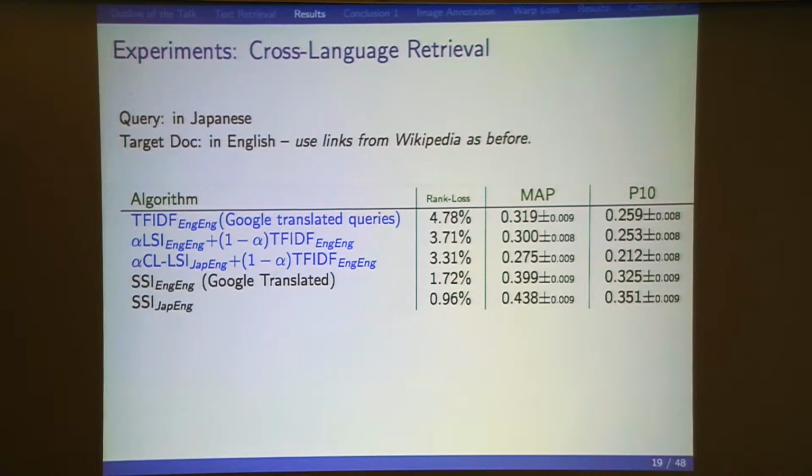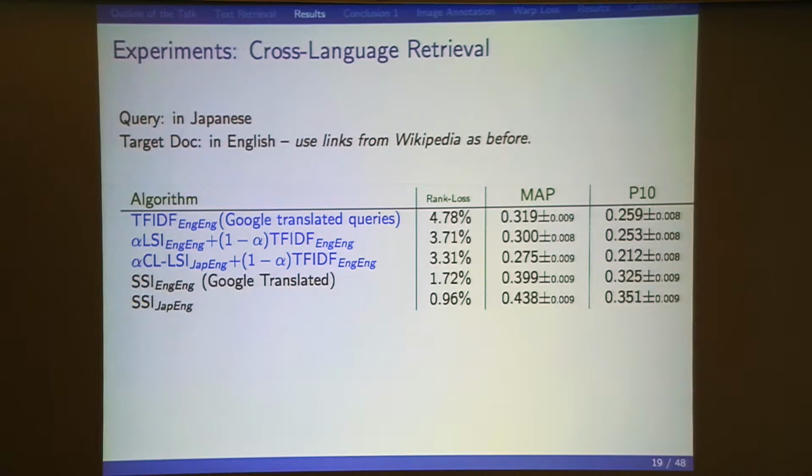We also tried doing some stuff with cross-language retrieval. The nice thing about Wikipedia is that it's in lots of languages, so we took the Japanese versions of all the query documents and said, okay, we can use that as the query, but we'll have the English documents as the ones that you have to retrieve.